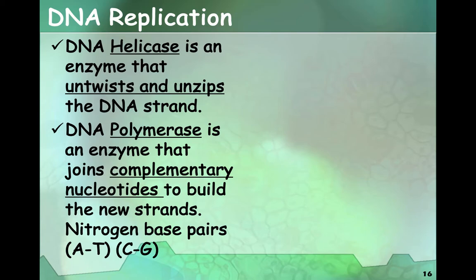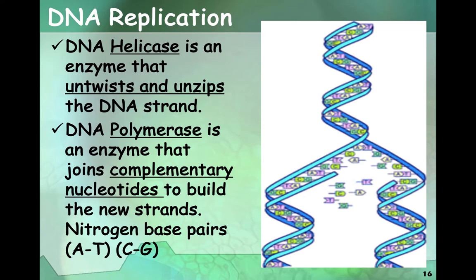Right here where it says DNA polymerase, polymer is talking about making it really long, making it big. This one is going to take the new nucleotides and add those complementary nucleotides in. Like I was saying on the last slide, if there's an A, we're going to put a T there. If the original strand had a C, we're going to put a G there. That's the job of the DNA polymerase. But the job of the helicase is to untwist it, to straighten it out, and to unzip it.